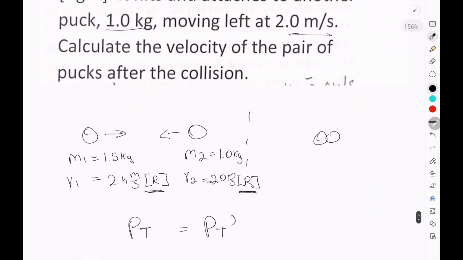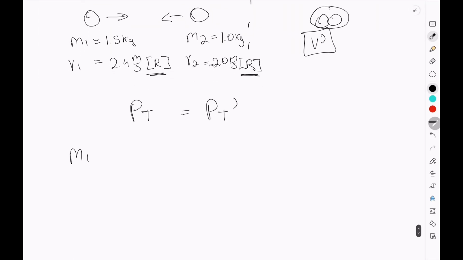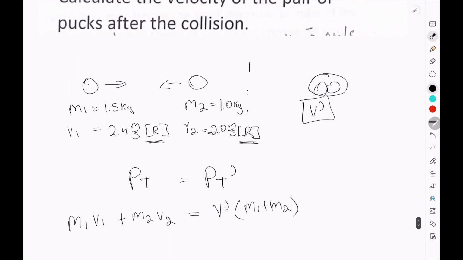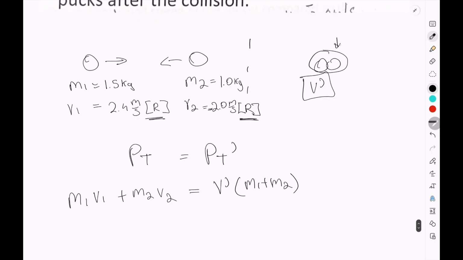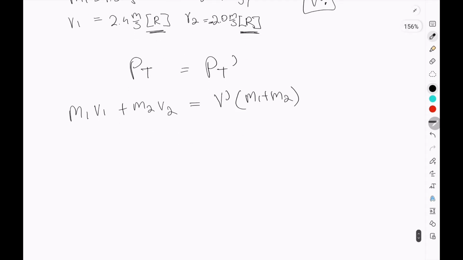So we're trying to find the final velocity after the collision. We're going to call it V prime. These two pucks will have the same velocity since they're attached together. So M1 times V1 plus M2 times V2 is the total momentum in the system before. And after, it's V prime times M1 plus M2, because this becomes kind of like one mass going at a certain velocity. So this is the total momentum of the system after.